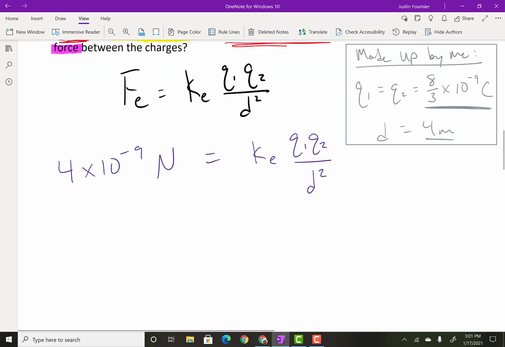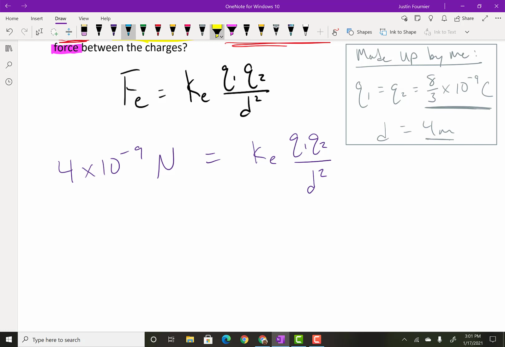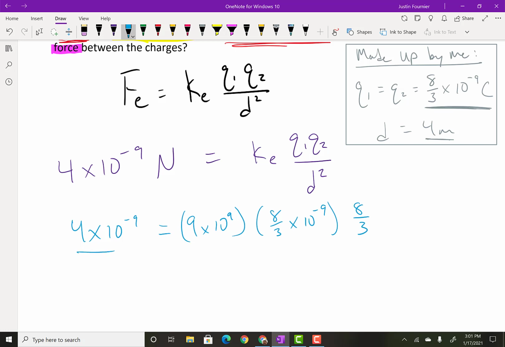So if I plug those things in there, like I'll do right now, I got 4 times 10 to the negative 9 is equal to 9 times 10 to the 9, and then each charge is 8 over 3 times 10 to the negative 9. If you plug all this in, let me multiply it all up. And then 4 squared, right, because distance squared. Okay, so you're going to get 4 times 10 to the negative 9.